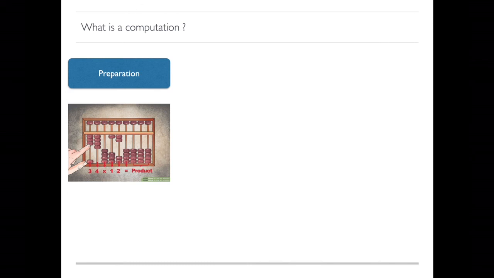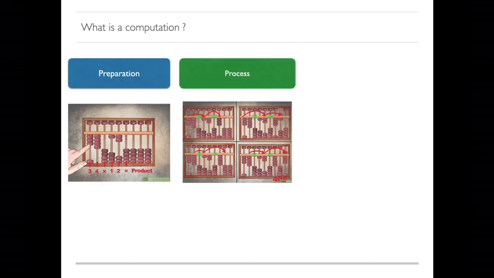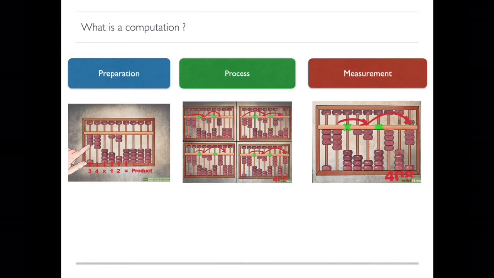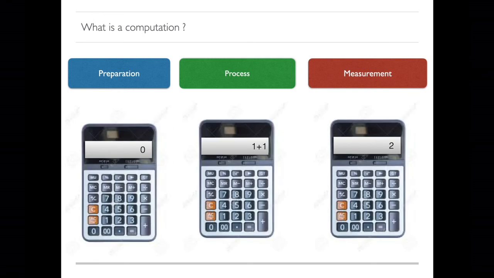You then encode some problem. In this case, it's a multiplication problem. Don't worry if you don't remember how to use an abacus. It's very simple. Then there's a process whereby logic operations are performed in order for you to get an answer. And that answer is a measurement, so it's a readout of the results. You can tell from the position of these beads on the abacus that the answer is 408. And that's exactly the same for every computation, whether it's an abacus or a calculator in this case: the same preparation stage where you have a zero, a process where you do some basic bit operations, and a measurement.